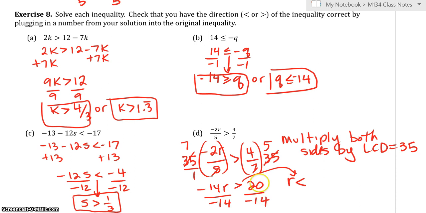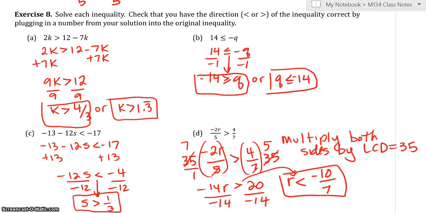And then we can reduce this. 2 does go into both of them. So that would be -10 over 7. It doesn't matter where you put the negative. Or you can get it into a decimal if you'd rather. So that's the solution to each of those 4. It does ask you to check to make sure you have the right direction.